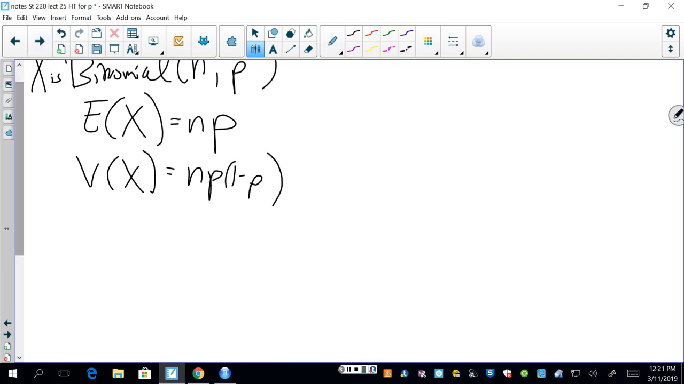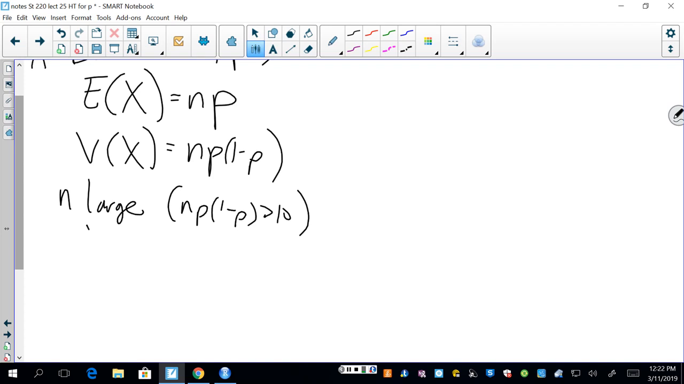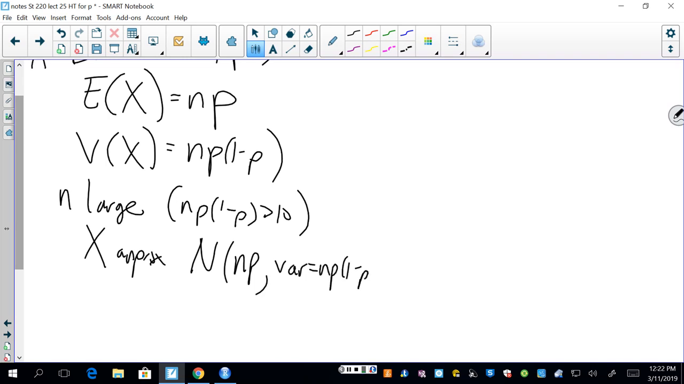And if n is large, n times p times 1 minus p greater than 10 certainly works. Sometimes they say greater than 5, or break it up: n times p greater than 10, n times 1 minus p greater than 10. But anyway, n reasonably large. Then X is approximately normally distributed at the mean for that, and at a variance n p (1 minus p).